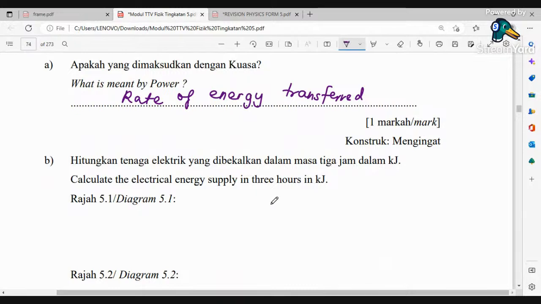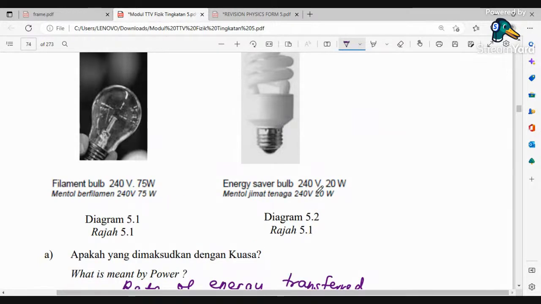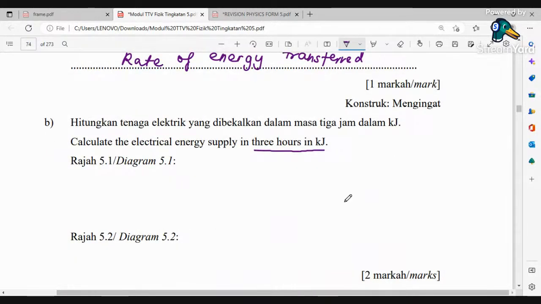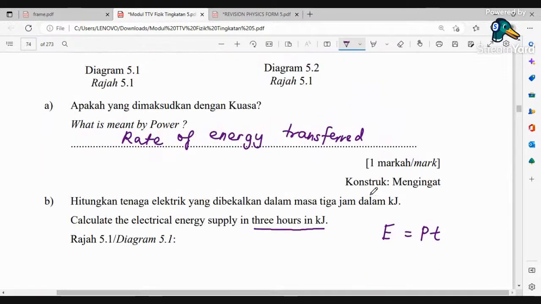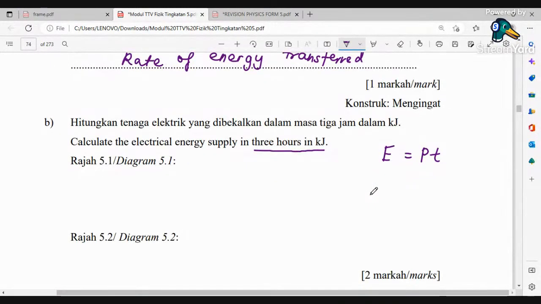Calculate electrical energy supply in 3 hours in kilojoule. Okay, let's check the power. Okay, for the first bulb, 75 watt, second 20 watt. So, calculate electrical energy, apa formula? Sama ada E equals to PT. Okay, kalau you ada P, ada T, boleh. No mention, tak ada mention T, so kita akan guna formula lain. We have V, right? V ialah 240 volt.